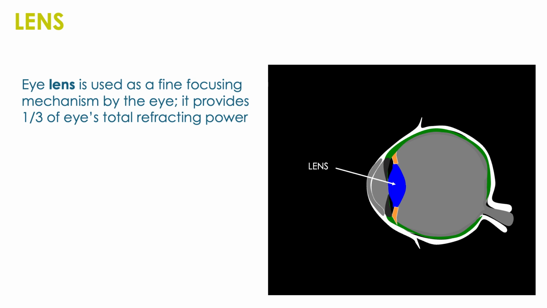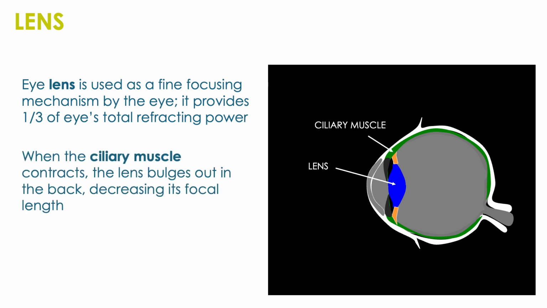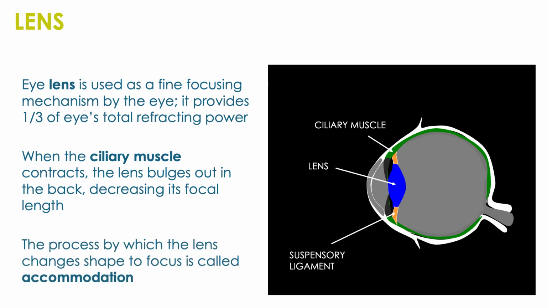The lens, on the other side, provides the remaining 1/3 of the eye's refraction power. By changing shape through ciliary muscle contractions, the lens adjusts its focal length to focus light precisely onto the retina. This process is called accommodation, and it's essential for viewing objects at different distances.